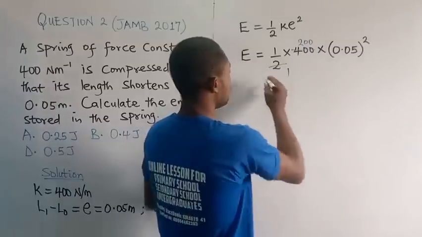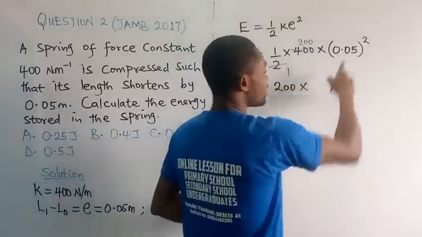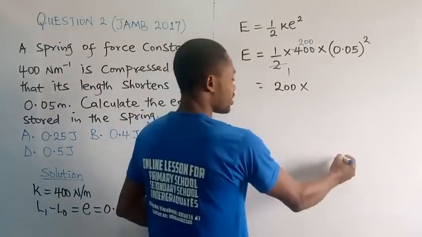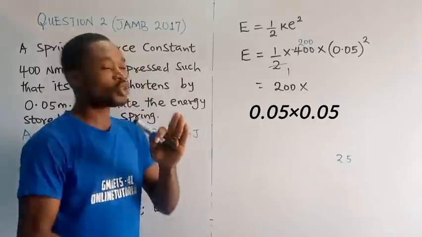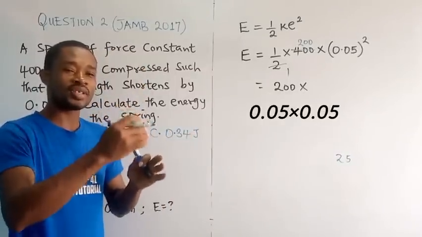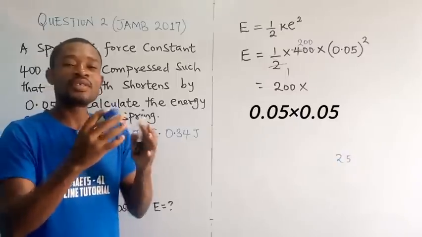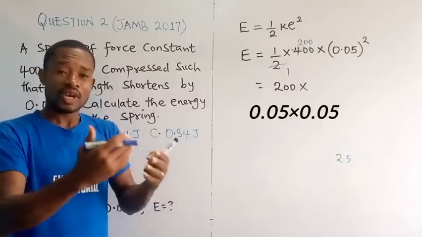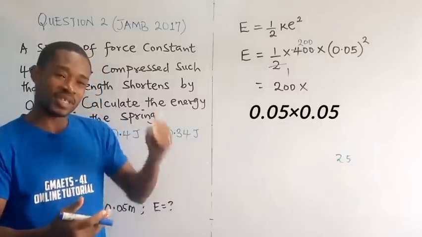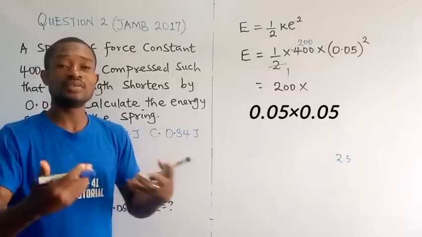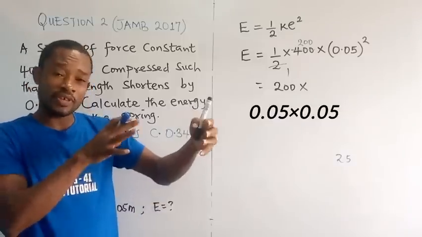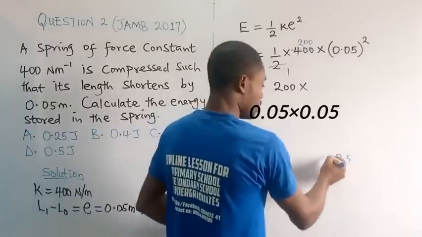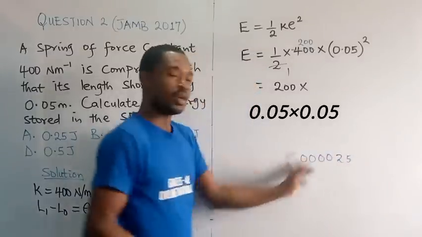So I'm going to write this to be equal to 200 times, like I said, you're going to have 25. Now take note of that 0.05. How many zeros do you have altogether before the non-zero digit 5? In the first 0.05, you have 2 zeros before the non-zero digit 5. In the second 0.05, you still have 2 zeros. So in both cases, you have altogether 4 zeros before this 25 that you obtained here. So we're going to write the 4 zeros just before the 25.